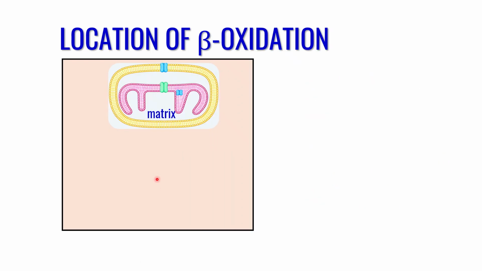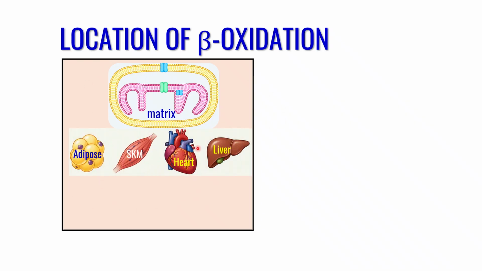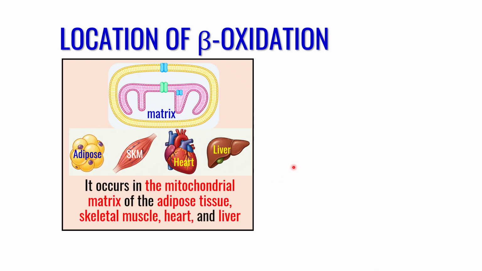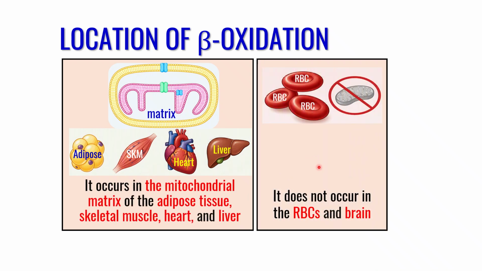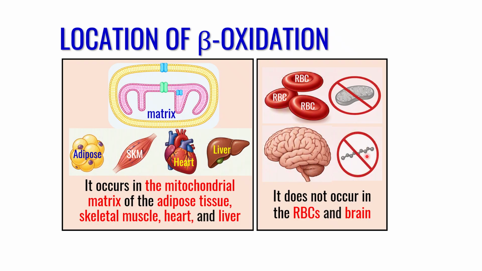Let us explore the subcellular location and tissue type where beta oxidation occurs. Beta oxidation occurs in mitochondrial matrix in the tissue such as adipose tissue, skeletal muscle, heart, and liver. Heart is the only organ which uses fatty acid as a major source of energy. Skeletal muscle also utilizes fatty acid at rest and also during extensive exercise. However, in the tissues such as RBCs which lack mitochondria or brain which does not allow transport of fatty acid into brain through blood-brain barrier, this metabolic pathway is absent.